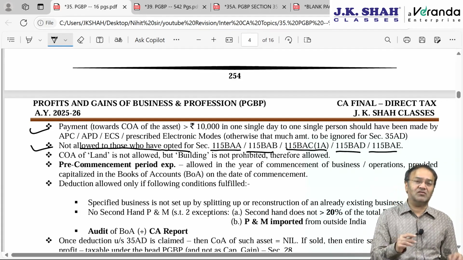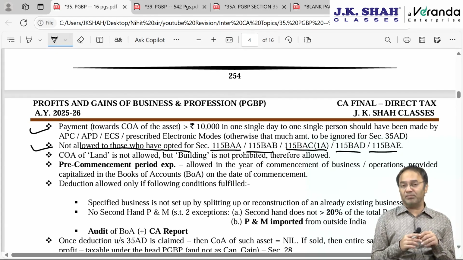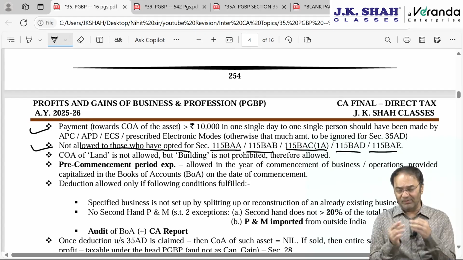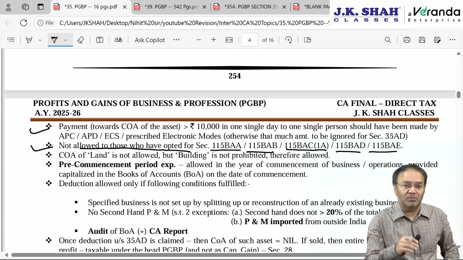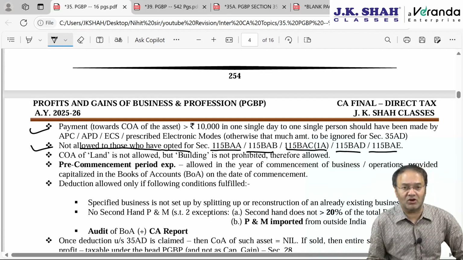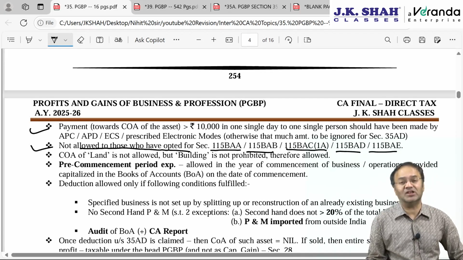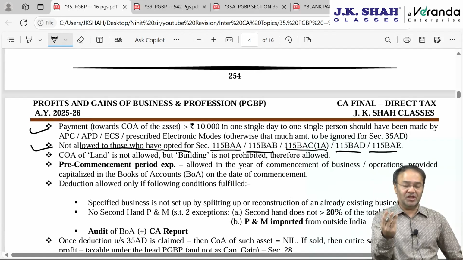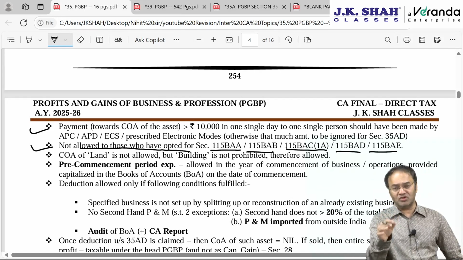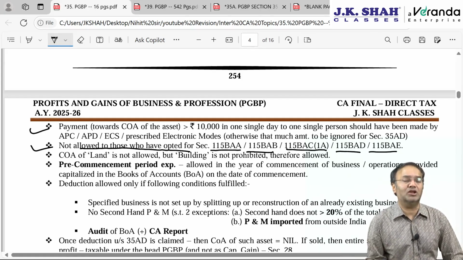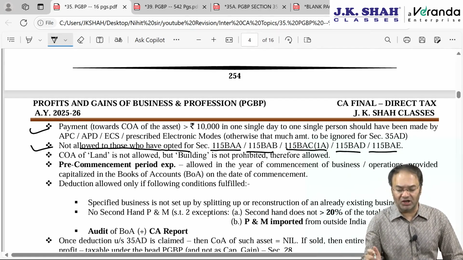There is one clarification which is interesting, saying that if for the purchase price, the cost of acquisition of the asset for which you are claiming deduction under 35AD, payment is made otherwise than by way of account payee cheque, account payee draft or electronic clearing services through a bank, or other prescribed electronic modes, in simple language, payment is made by cash or bearer cheque or a cross cheque, then that much amount is to be ignored for the purpose of 35AD. Deduction will not be allowed.